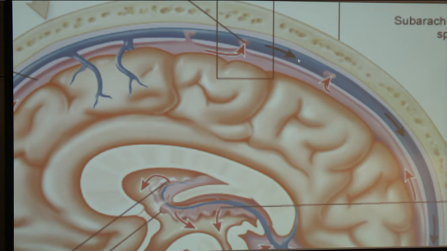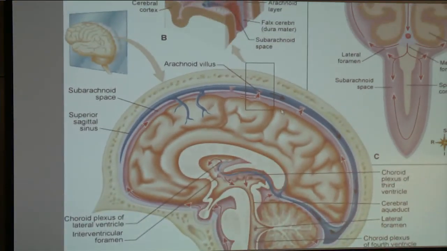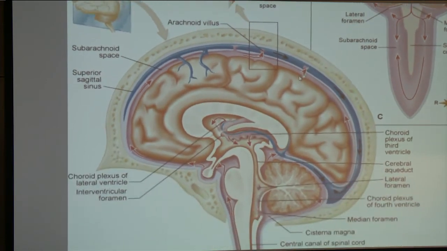Veins associated with the skull are called sinuses. So we can see that here. I'm just looking to see if it's labeled sinus anywhere in this picture. Yep, over here. Superior sagittal sinus is the name of that vein.